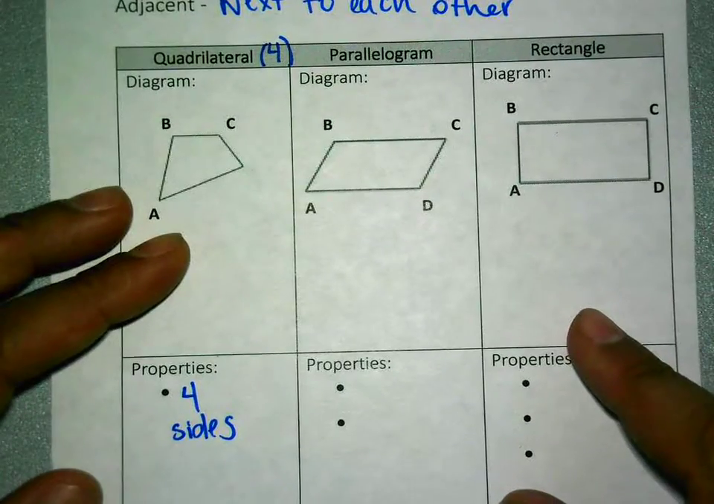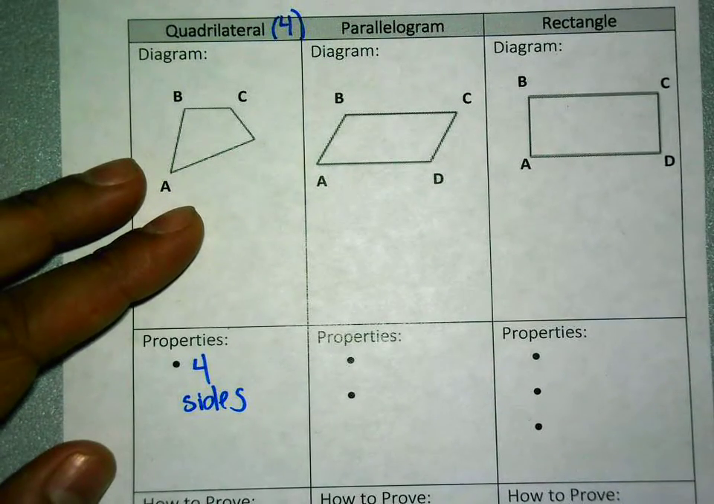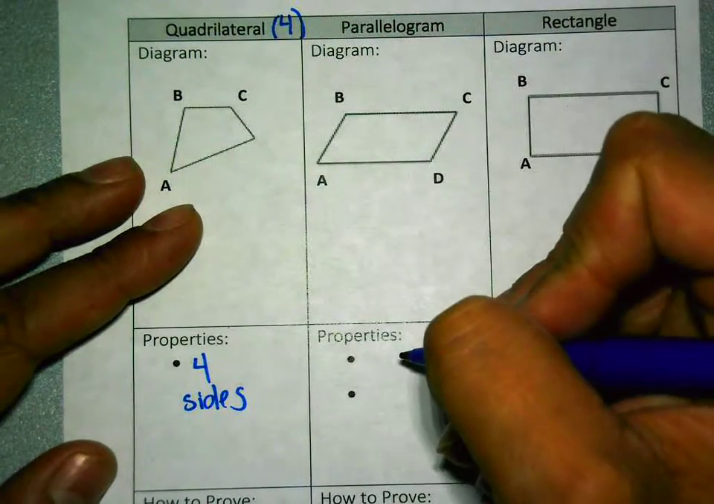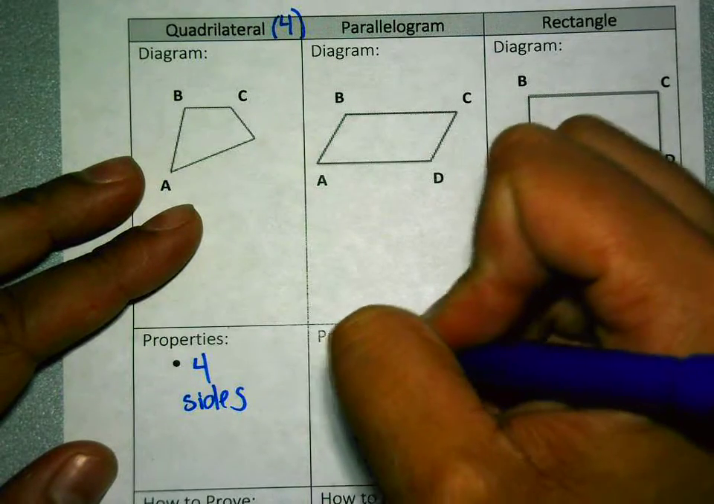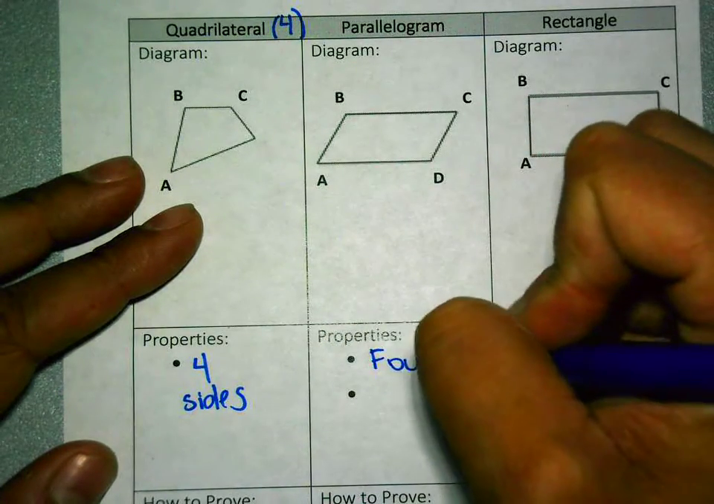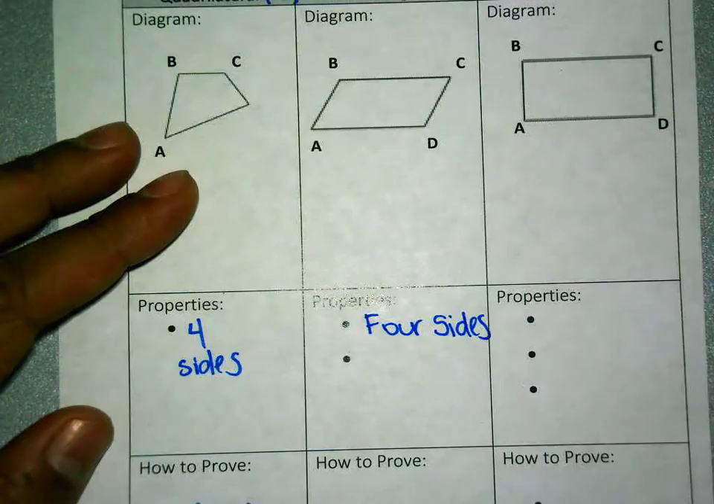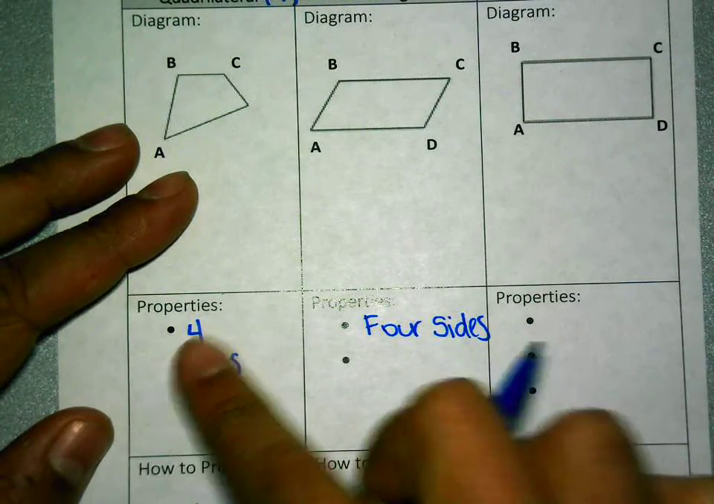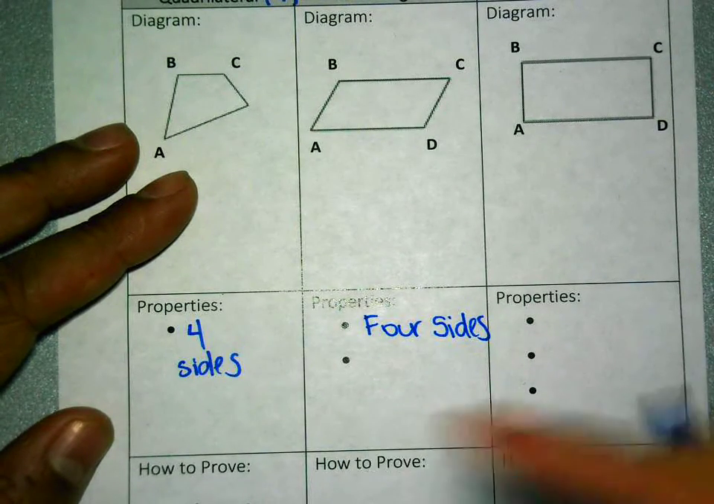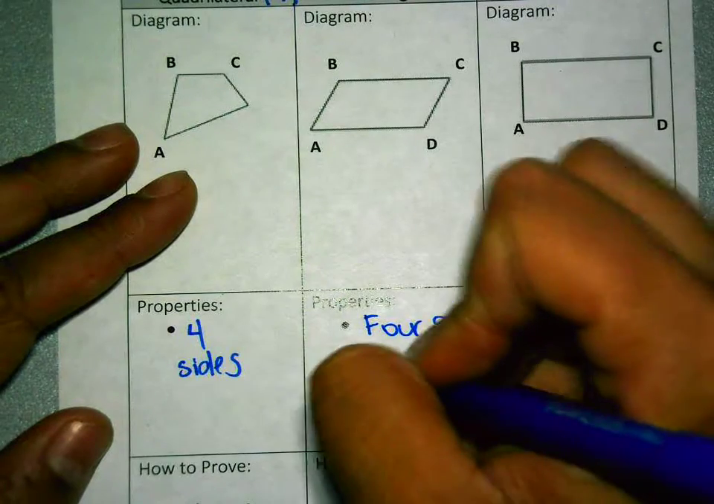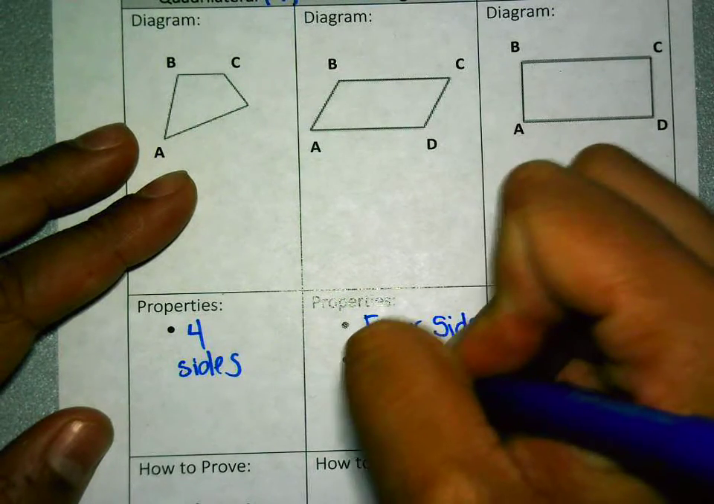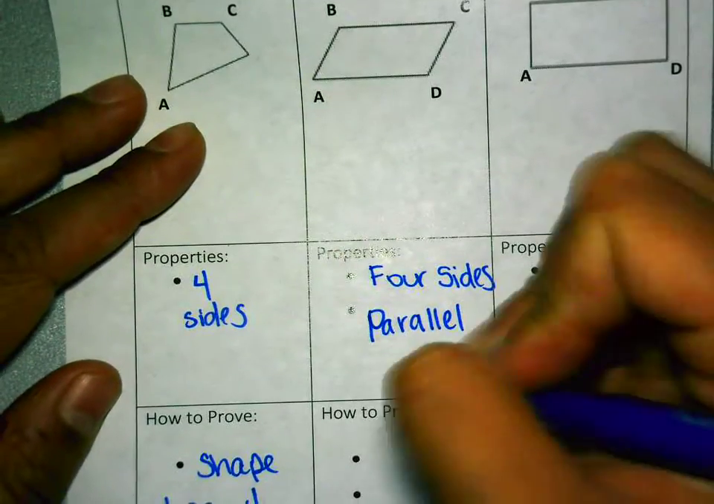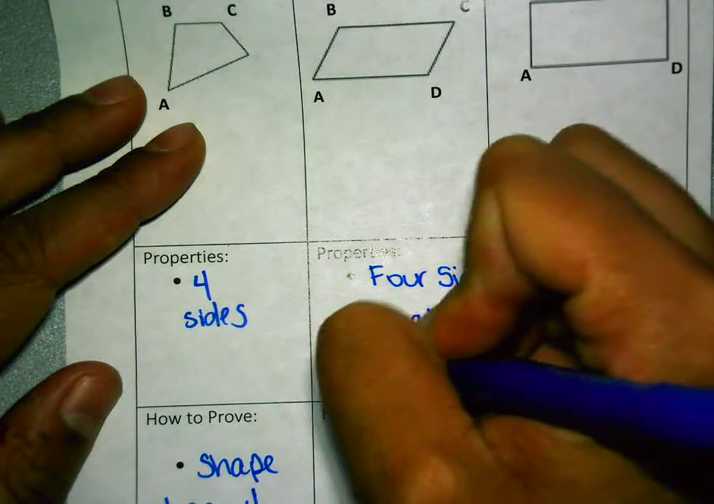Now a parallelogram has 4 sides. And what makes it different from a quadrilateral is that it has parallel opposite sides.